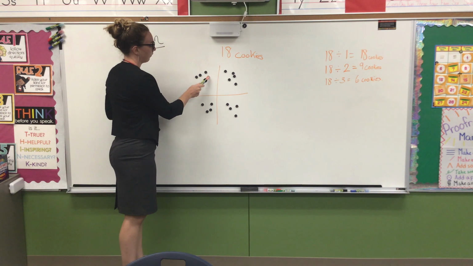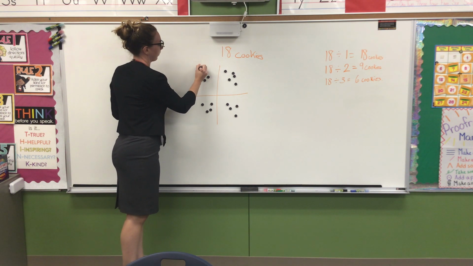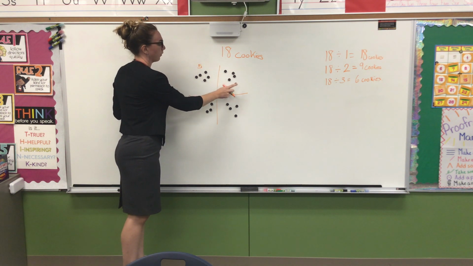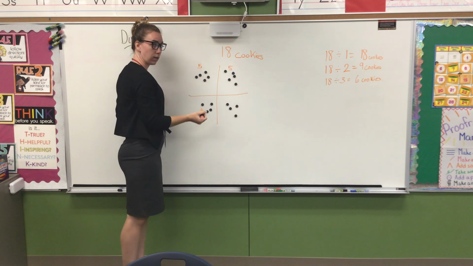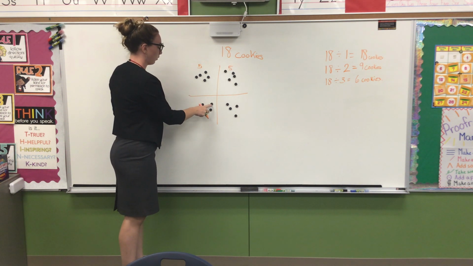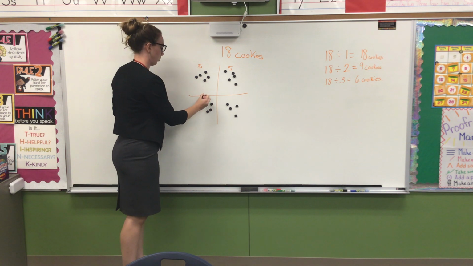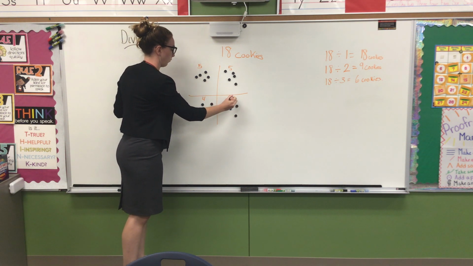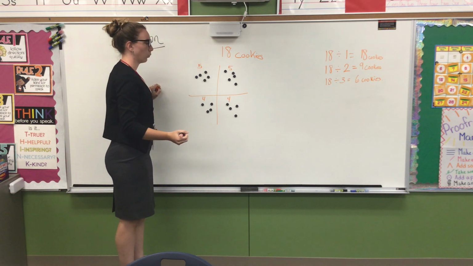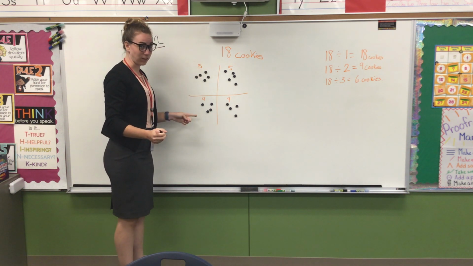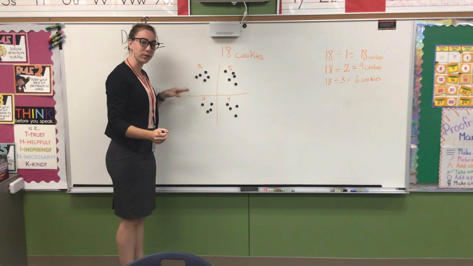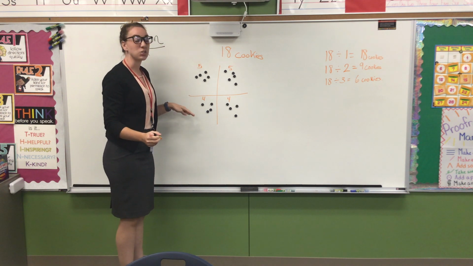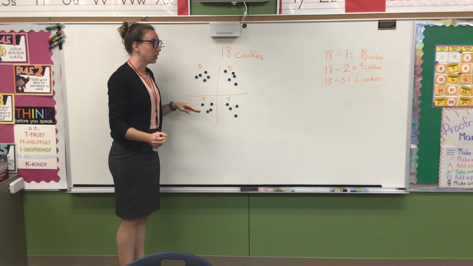1, 2, 3, 4, 5. Cool, there's 5 in that group. 1, 2, 3, 4, 5. Oh, cool, so far so good, right? 1, 2, 3, 4. Oh, there's only 4 there. 1, 2, 3, 4. Only 4. Which means this did not divide evenly. If not all the groups are the same, this division is not correct.